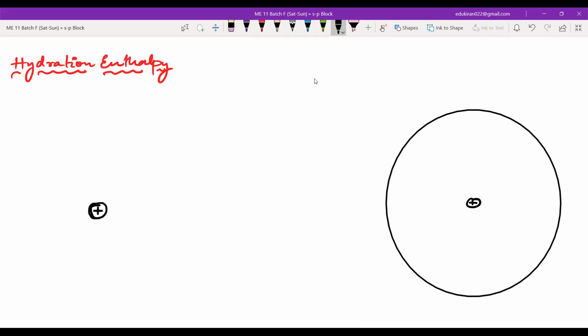Now this is positive, and if I look at the water molecule, the water molecule has both ends. Water has a positive end and water also has a negative end.